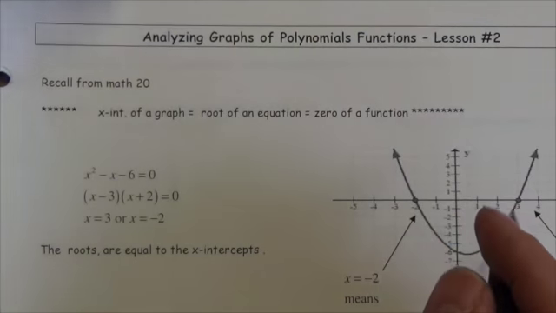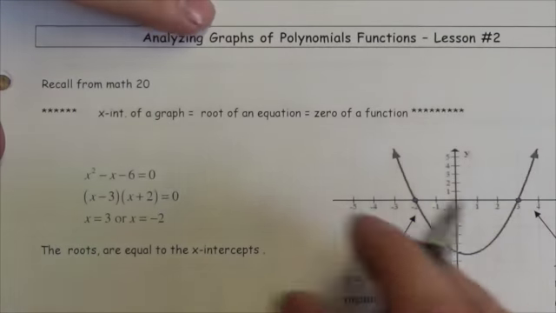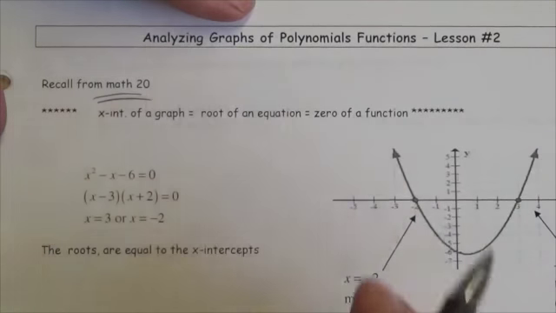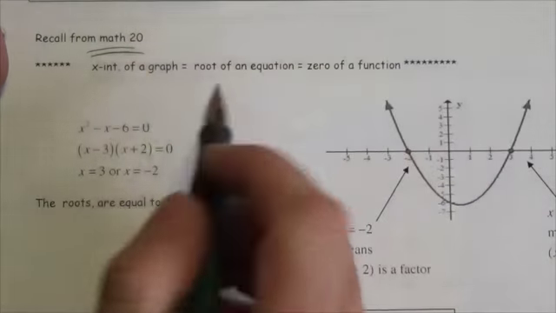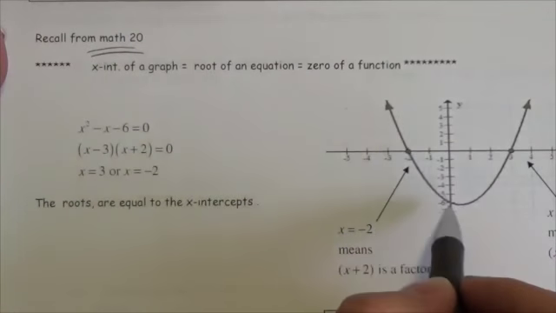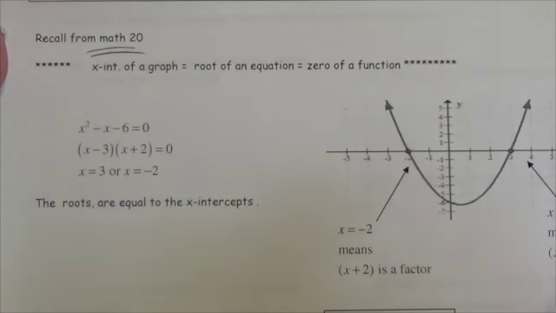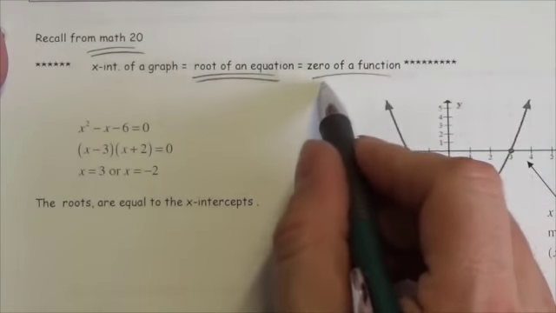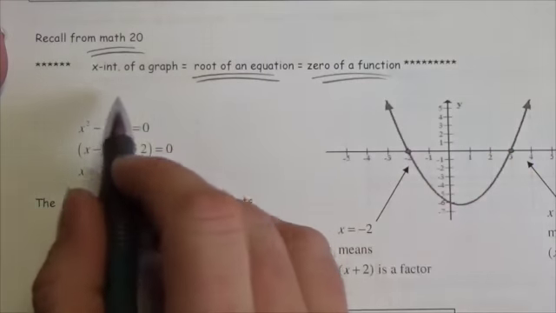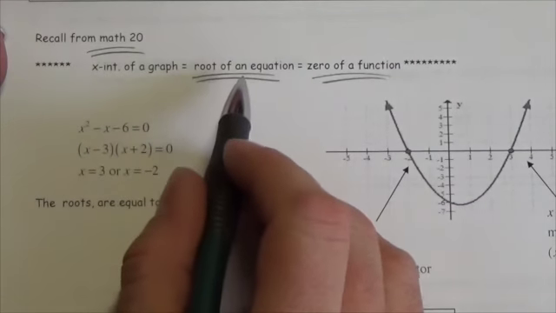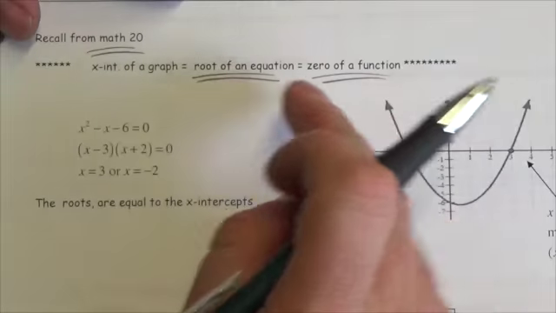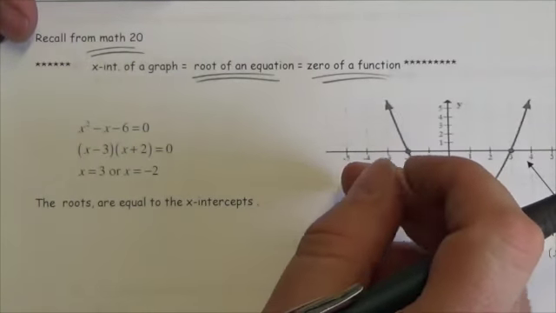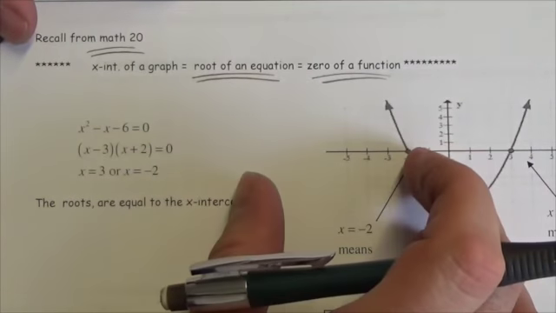All right, now we want to talk about the graphs of polynomial functions, and we're going to start by reflecting back on stuff that you would have seen in Math 20. One of the things I want you to remember is that the x-intercepts of the graph, the spots where the graph crosses the x-axis, are the same as the roots of the equation, or another way of describing it, the zeros of the function. We have three different ways of saying really the same thing, because these ideas come from distinct branches of mathematics, but they overlap at this idea.